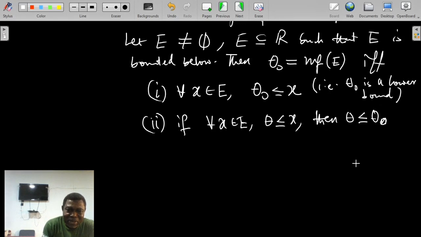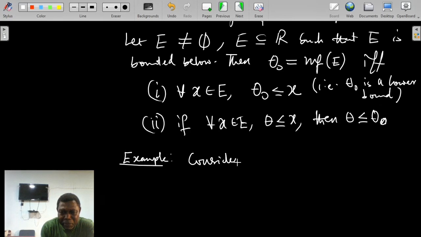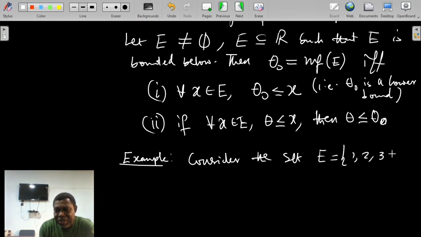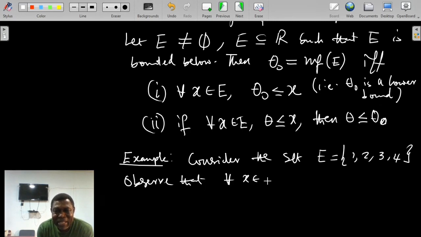Let us take this, for instance, as an example. Consider the set, say E equals 1, 2, 3, and 4. Let us look at this set. I want us to observe that, number one, for any x in E, 1 is less than or equal to x.